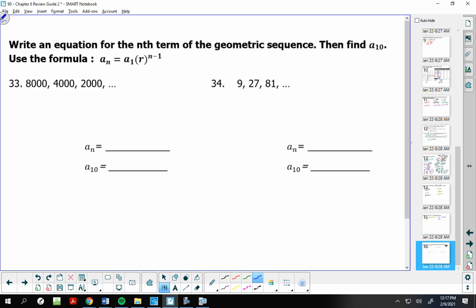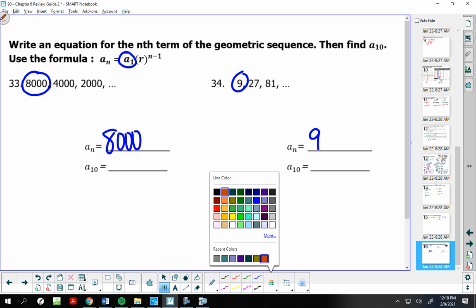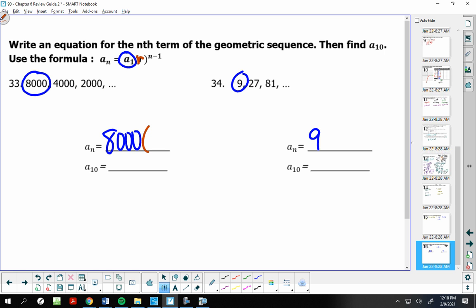For a geometric sequence, I will give you the formula. There's 2 things that you need to plug in. The first is A sub 1. A sub 1 is the first position in your sequence. The second thing is your R value. Your R value is what you're multiplying by. So here, how do I go from 4,000 to 2,000? Yeah. Times half. Divide by 2, which is multiplied by 1/2. Good. And then here, times 3.